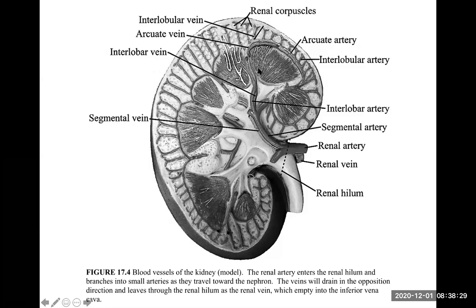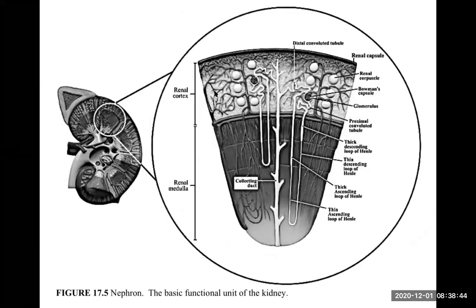And then once the blood is filtered, it will exit out in a similar branching nomenclature naming system out through the renal vein. And again, the renal artery and renal vein enter and exit the kidney in what we call the renal hilum. Here's the basic functional unit of the kidney, the nephron. So this is where the kidney's filtering system occurs. And the kidney has many, many nephrons in it.